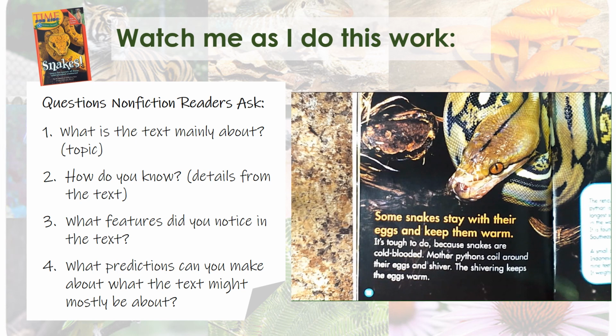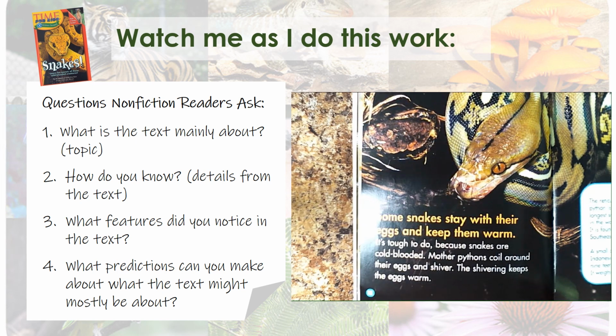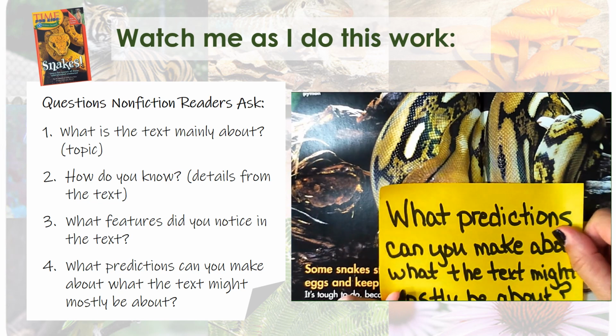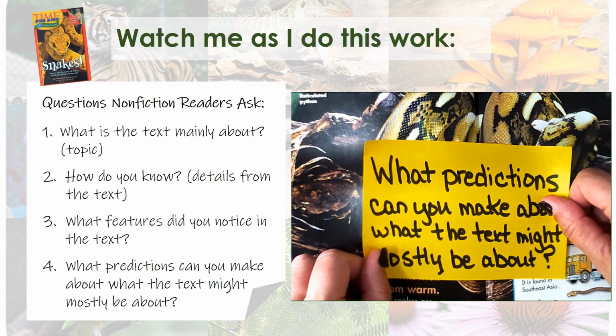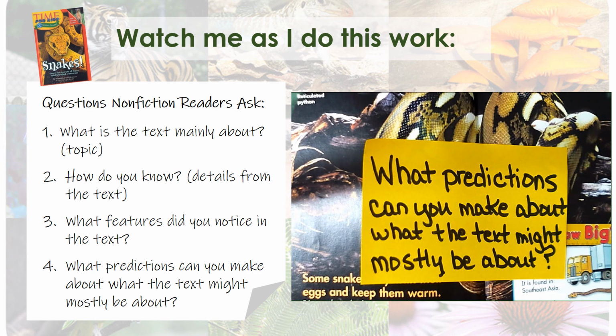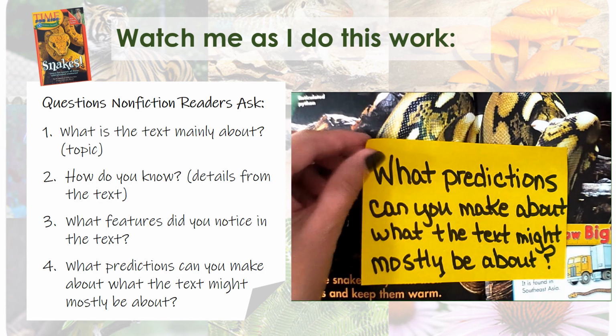Now the last question that we need to ask and then answer to demonstrate understanding of informational text is, what predictions can you make about what the text might mostly be about? So boys and girls, based on everything that I have learned so far, by just doing a little bit of exploring with this text called Snakes, I can predict that this text is obviously all about snakes, but it's going to be telling me different things about snakes.